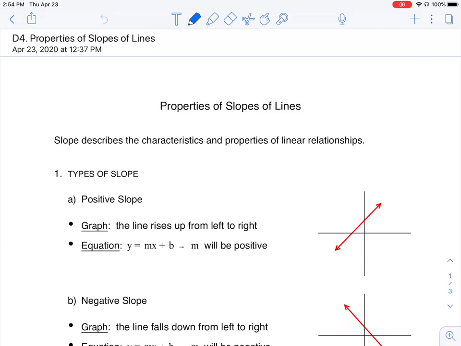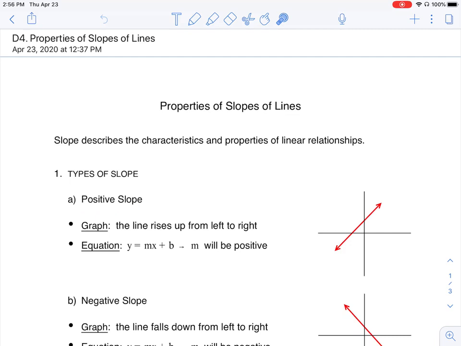So when we're talking about the properties of slope of lines, basically we're talking about the direction in which, or what's happening with a line. Is it going up? Is it going down? How steep is the line? And what does that mean in terms of a rate of change? So the different types of slope that we have: a positive slope.